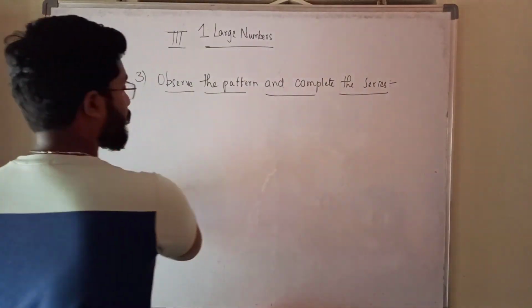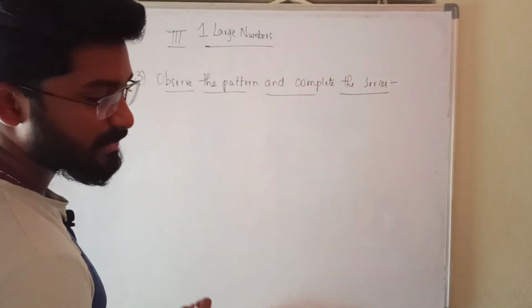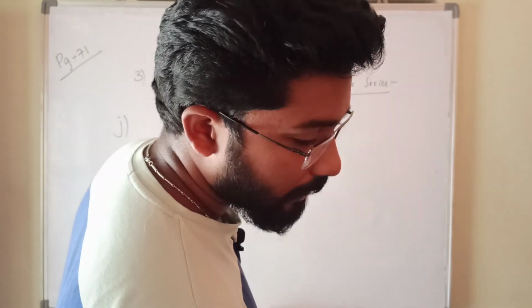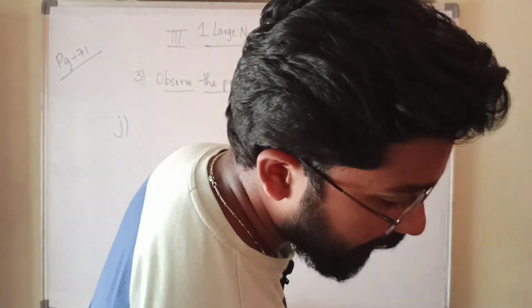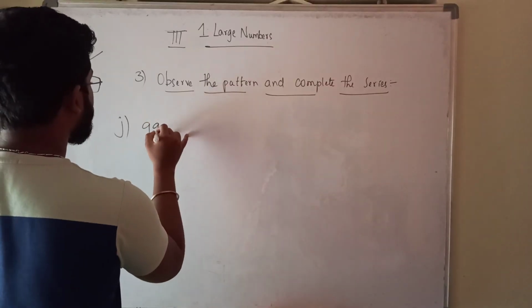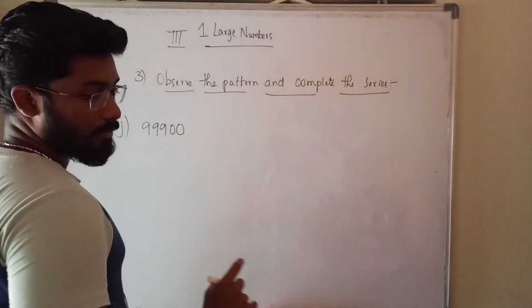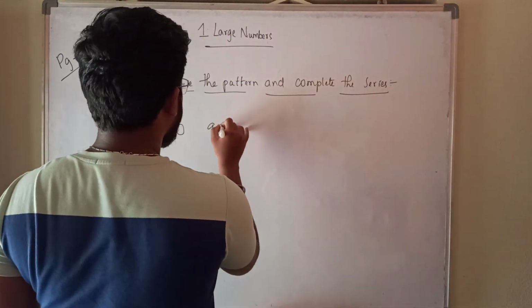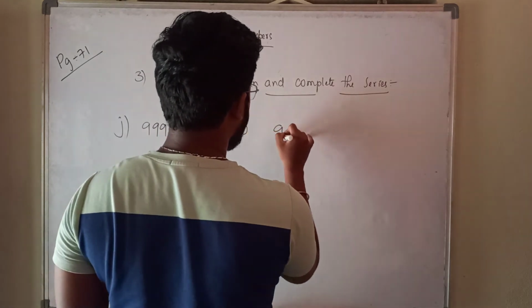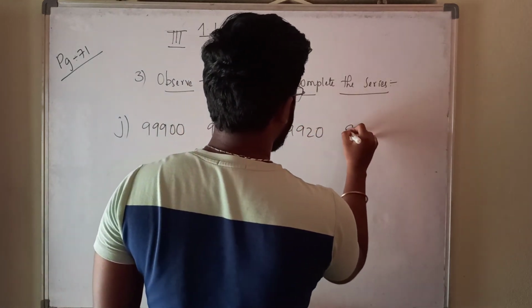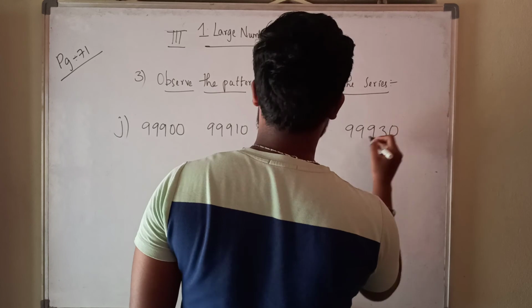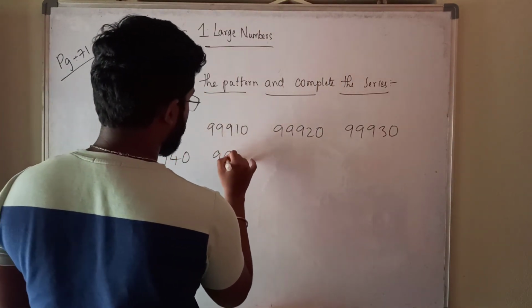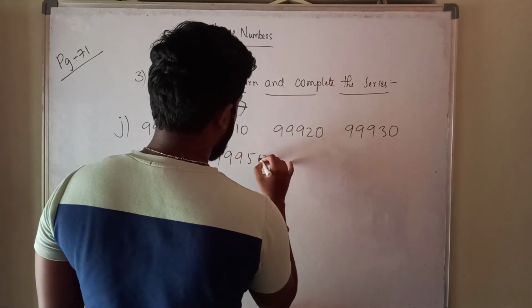Next one is what? J. Okay. 99,900. What you have to do? You have to skip 10. Next one is 99,910, 99,920, 99,930, 99,940, 99,950. Okay.